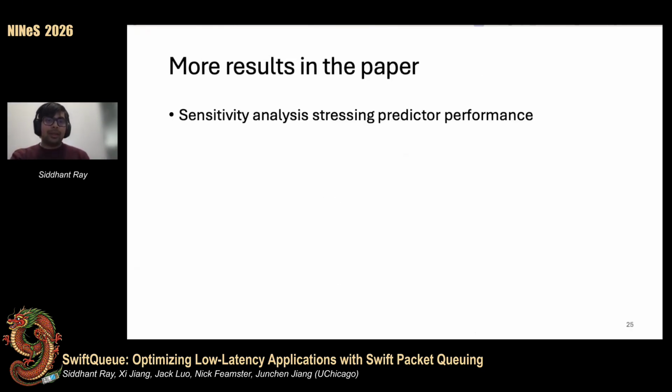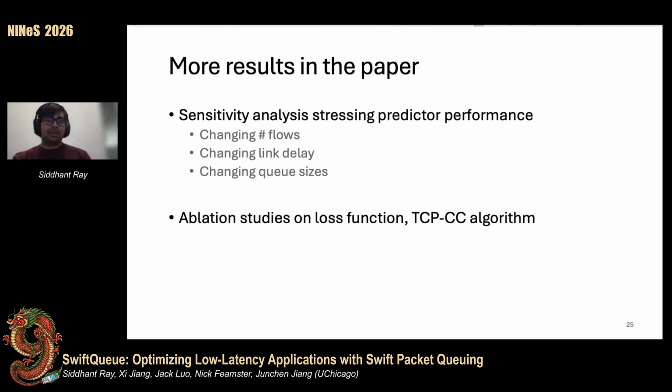We have more results in the paper where we perform sensitivity analysis, stressing the predictor performance, where we change the number of flows in the system, the link delay, and the queue sizes, and evaluate the robustness of SwiftQueue's transformer predictor across these setups. We also have further ablation studies on the loss function, showing that our loss function is better than the standard mean squared error. And we also have ablation studies on different TCP congestion control algorithms running across flow interactions, measuring the predictor performance across them.